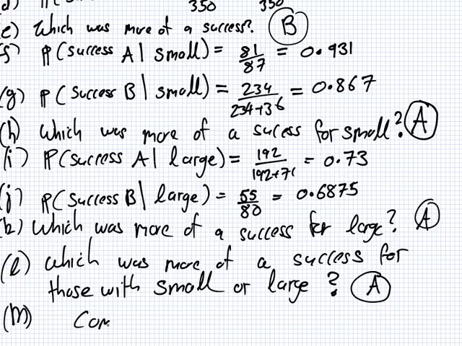Compare your E answer with your L answer. In E, which treatment did we conclude to be more successful? B. In L, which treatment did we conclude to be more successful? A. Now both those sentences can't possibly be right. We can't say B was more successful and then later say A was more successful. One of these is right and one of these is wrong. But they seem both right at the time.